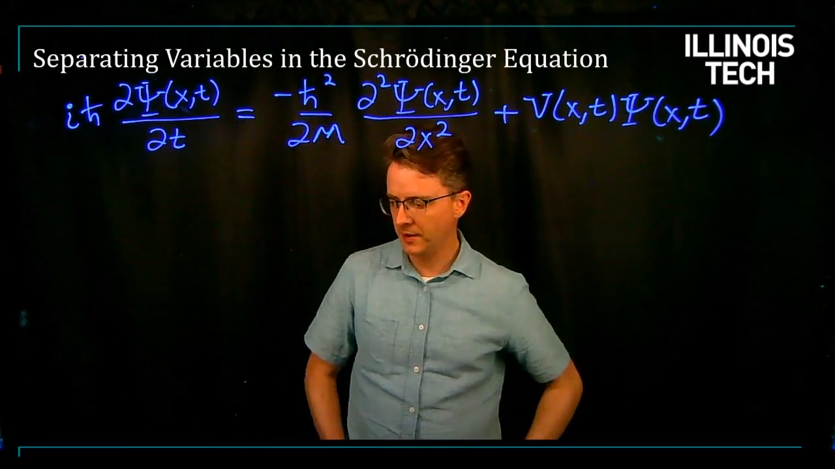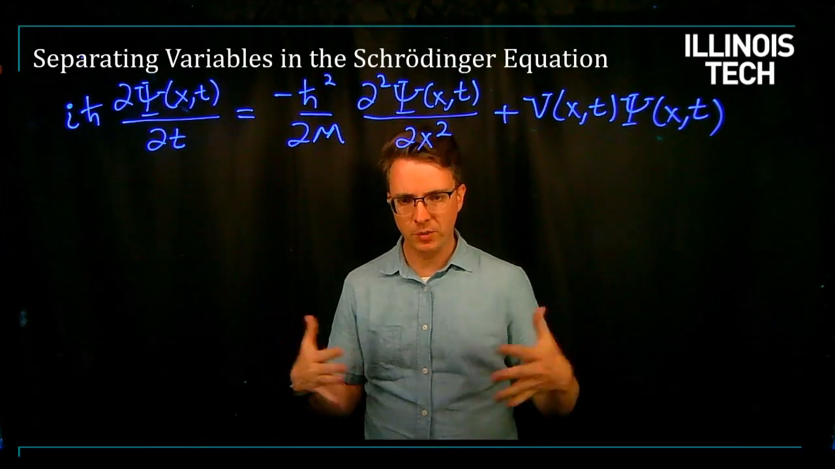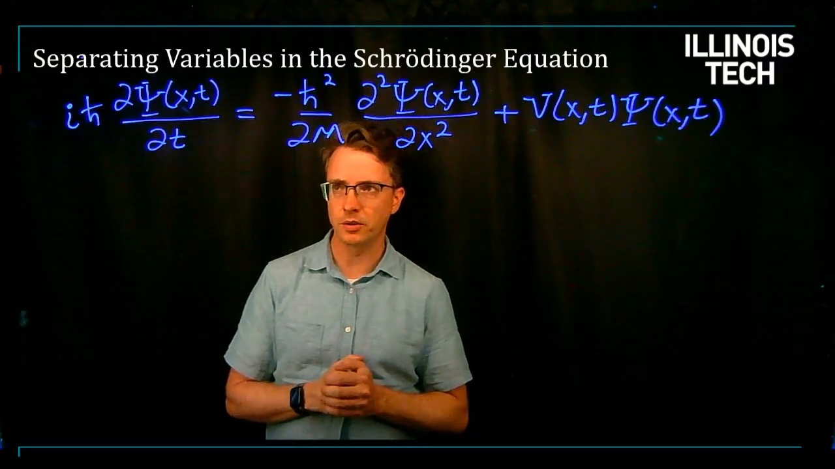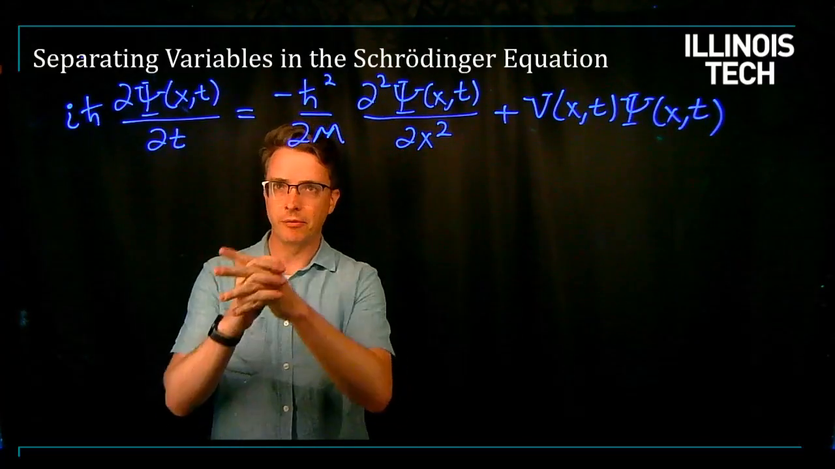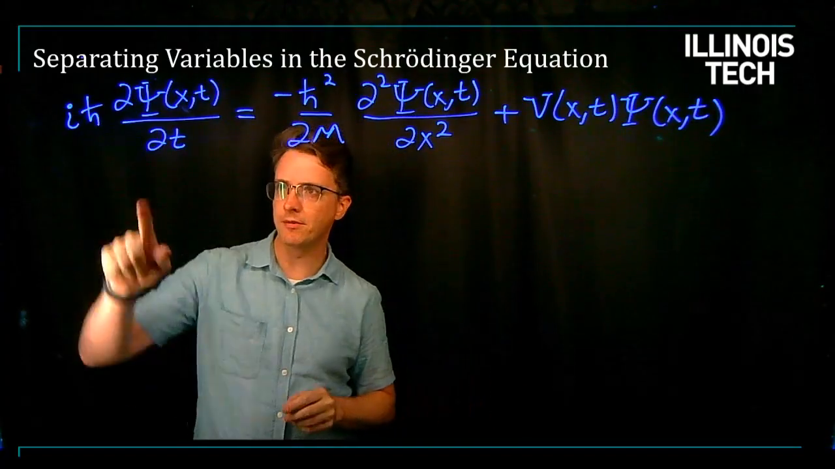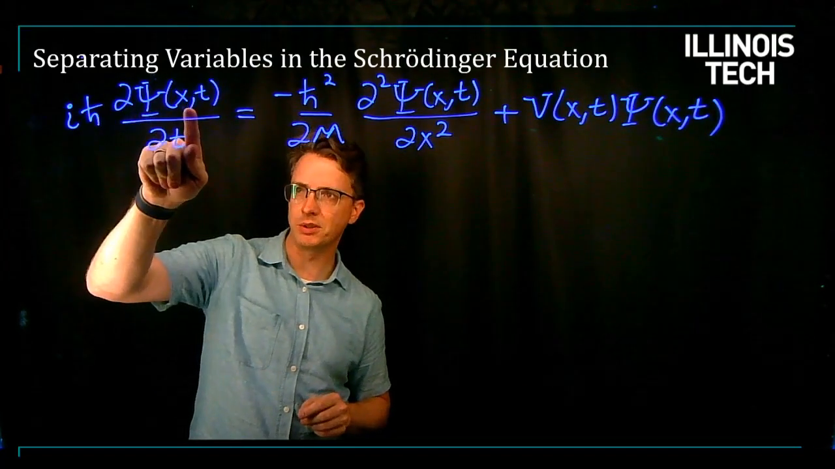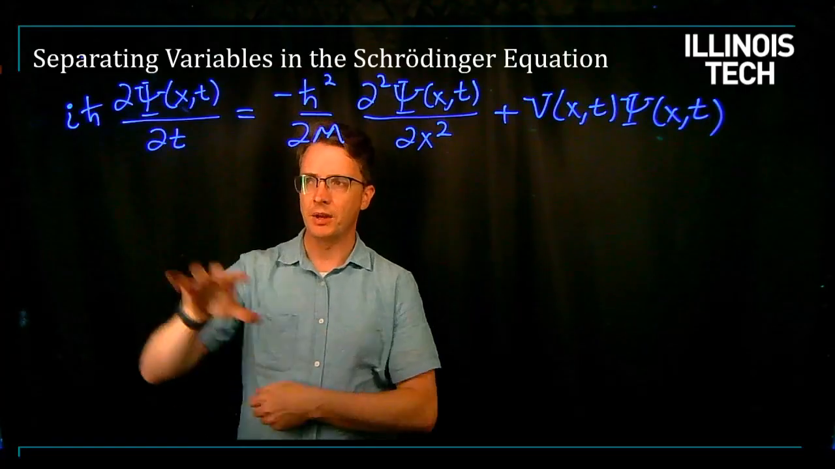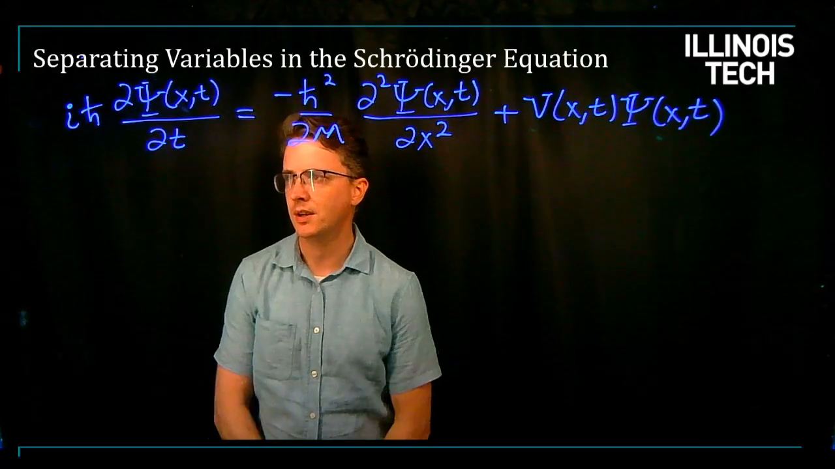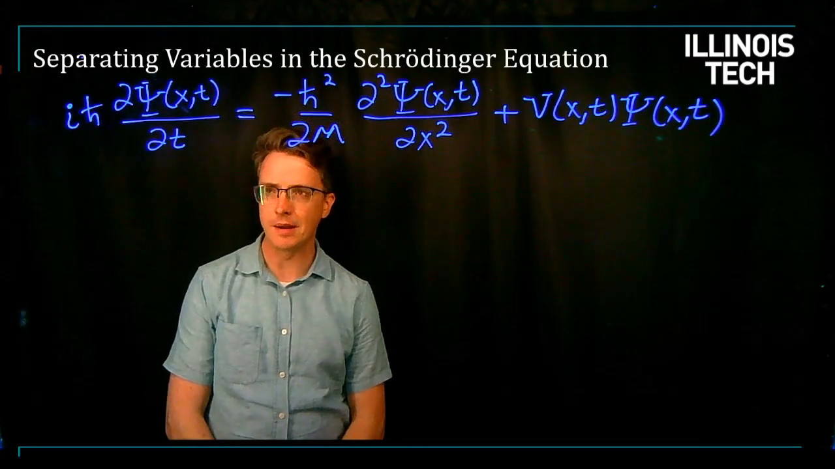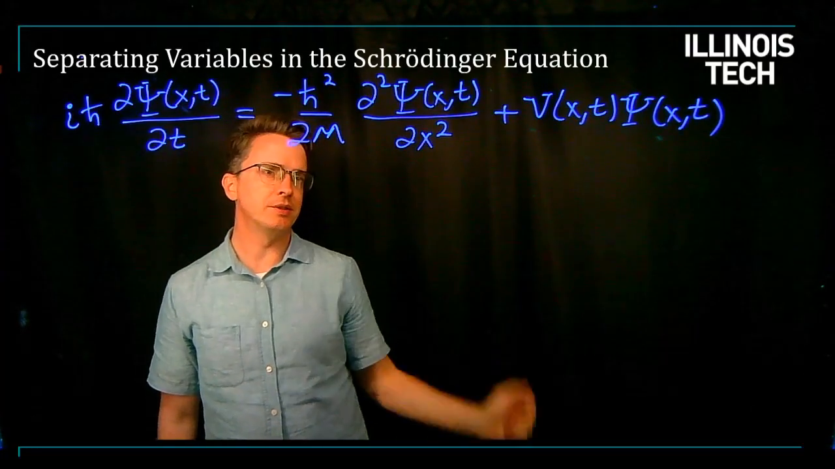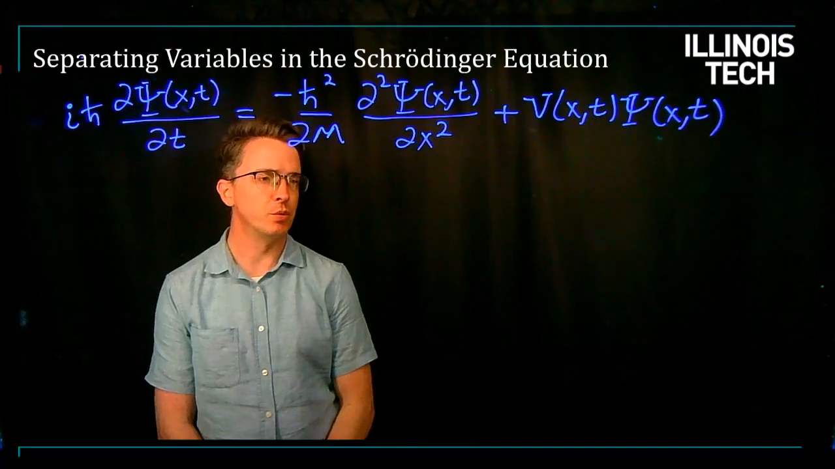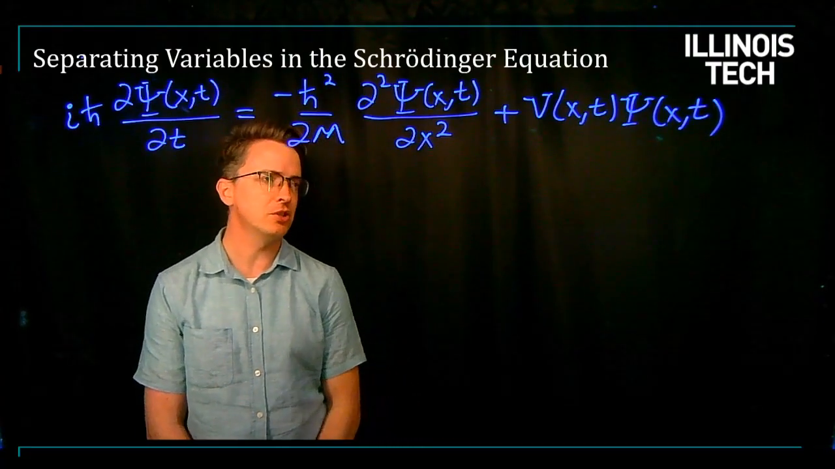Hello everyone. So in this pre-lecture we're going to get down to the business of solving the Schrodinger equation, or at least taking steps in that direction. I've written here the Schrodinger equation for the wave function psi, which is a function of position x and time t. On the left side of the equation you see i h bar times the time derivative of that function. On the right side we see some constants times the second derivative with respect to x of the wave function.